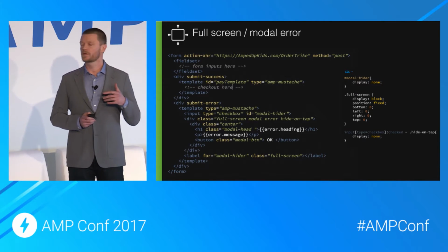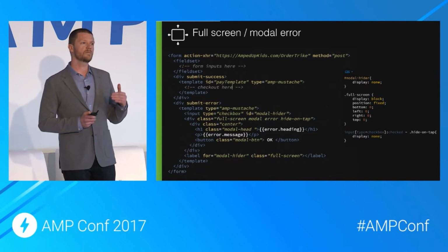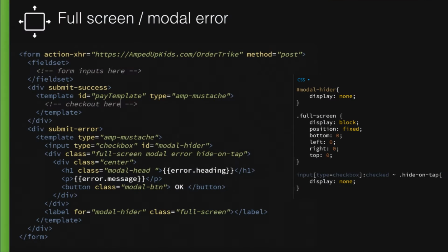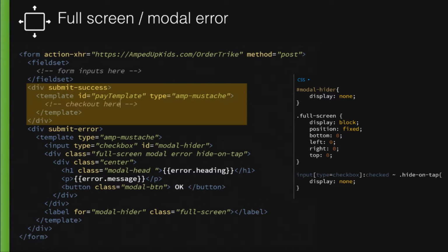So the way this works is we're using AMP form. And with each AMP form, you get 2 templates you can work with based on the response of when the form is submitted. Here we're using a success template to continue and an error template to display an error message if the product's out of stock.